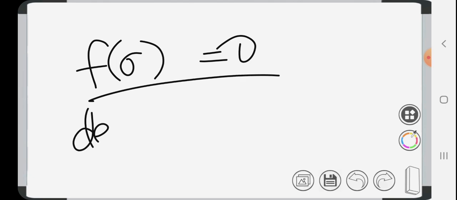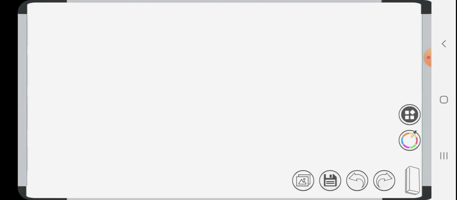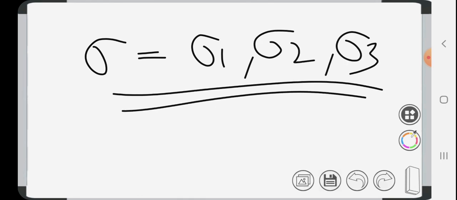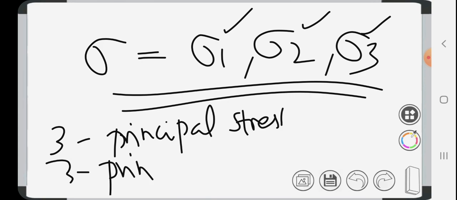Here the degree of sigma will be 3, which means a sigma cube term will come. So this is a cubic equation, and you can solve it. A cubic equation will have 3 roots, right? So sigma will be solved as 3 roots: sigma 1, sigma 2, sigma 3. Three roots means you will have 3 principal stresses, and 3 principal planes.